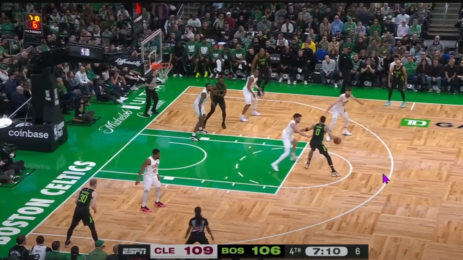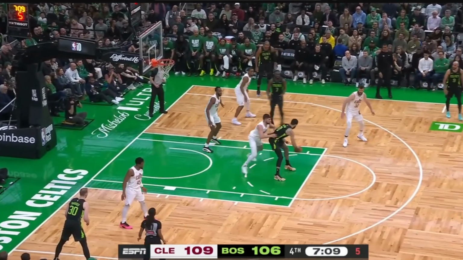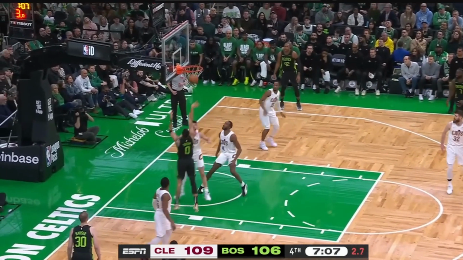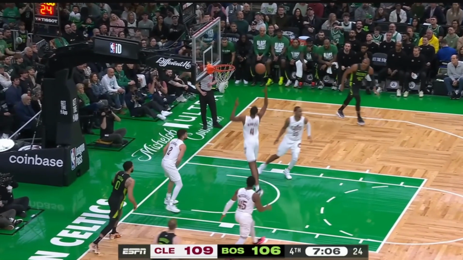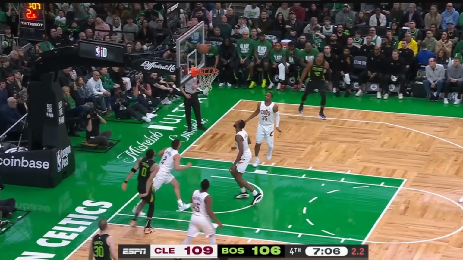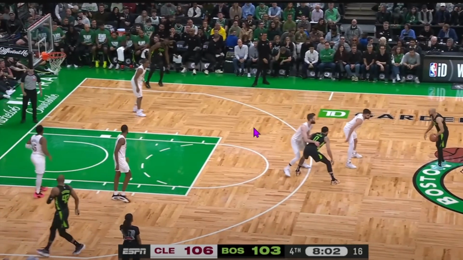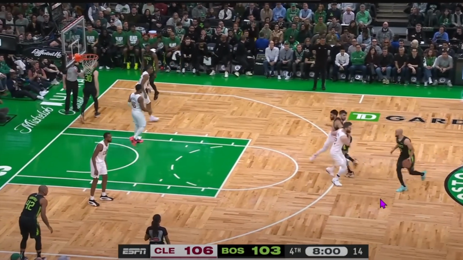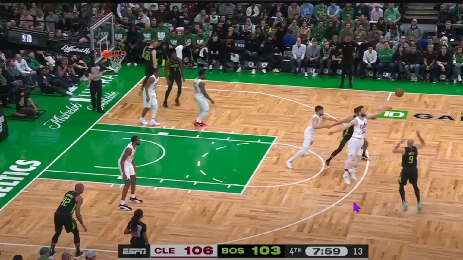Jayson Tatum looks to attack, uses his body to back him down, and again gets a really good look. He ends up missing this, but this is still a very high percentage shot. And we can see this is the third possession in a row where they're doing the exact same thing. Like, there's no hiding it, they're doing the exact same thing.